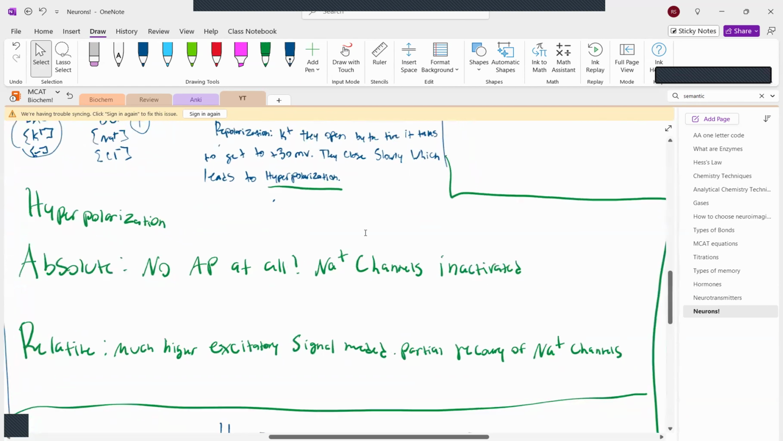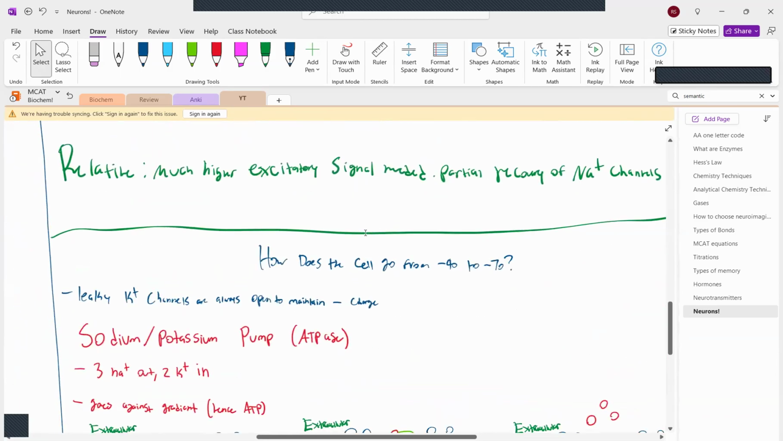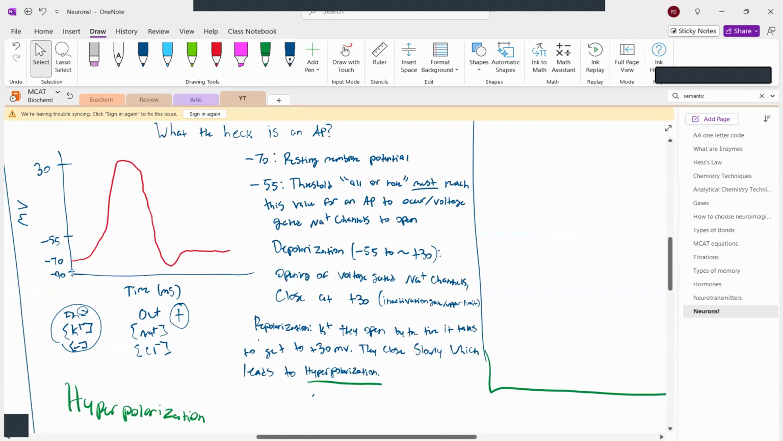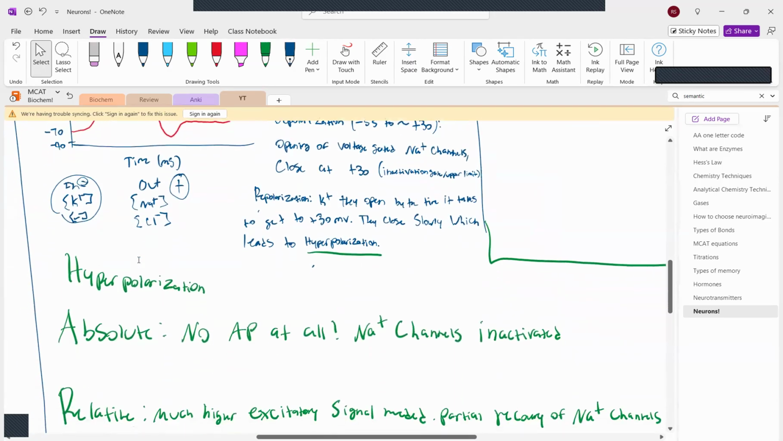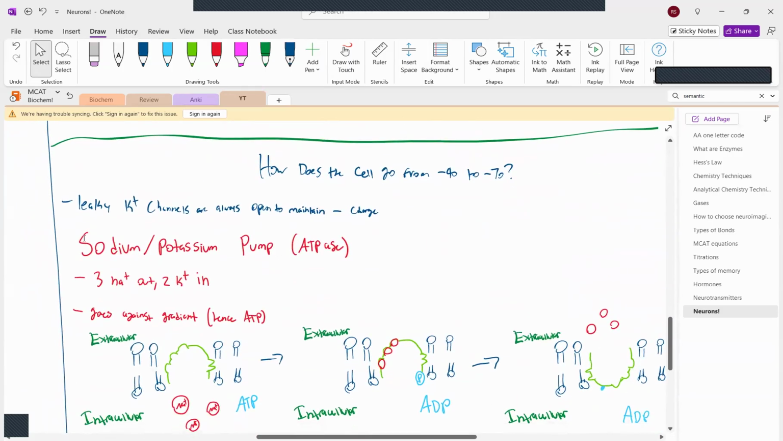So there's a partial recovery of those sodium channels during that time. Okay, so we were talking about that, right? But how does it go from -90 over here to -70, the resting membrane potential, if there are no more voltage gated channels in play?